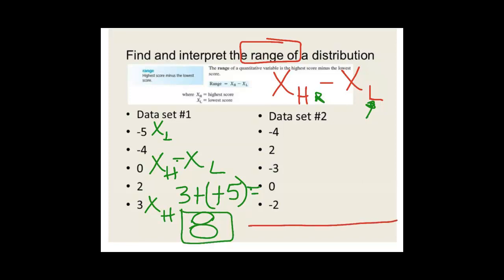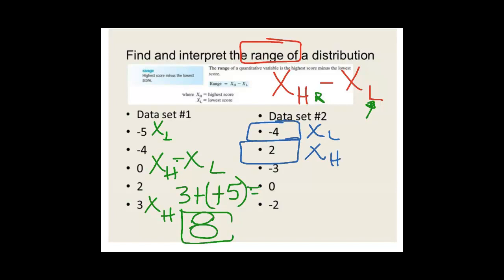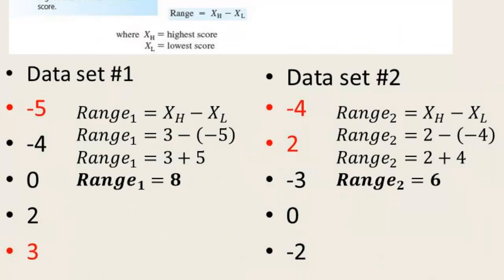Think of the numbers spread out on a number line. The range will represent the distance between the minimum and maximum values. For dataset number 2, x sub l is -4, and x sub h is 2. 2 minus a -4 is the same thing as 2 plus 4, or 6. Therefore, the range for dataset number 1 is 8, and the range for dataset number 2 is 6.